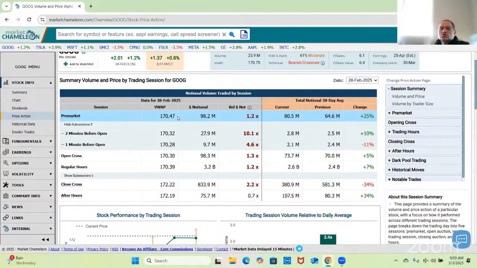And we also keep track of the notional, the dollar value of all the trades. So you could have trading in the pre-market, but it could be very insignificant. So you might not put that much of a weighting on that trading, because what if you only had 100 shares trade the entire pre-market?